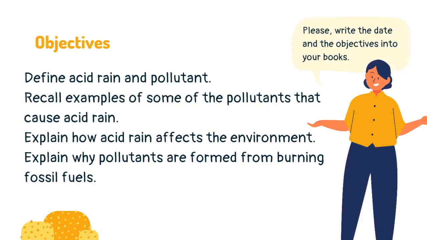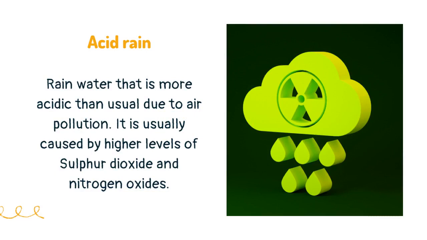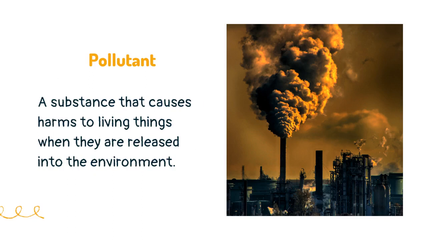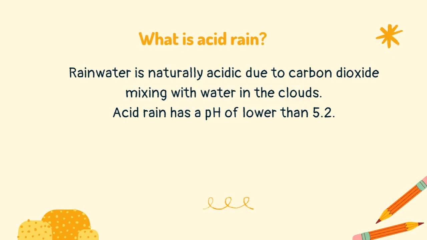Today you are going to learn about pollution. Pollution. Rainwater that is more acidic than usual due to air pollution. It is usually caused by higher levels of sulfur dioxide and nitrogen oxides. Pollution is a substance that causes harm to living things when it is released into the environment. Impurities are unwanted substances that are mixed into useful substances. Rainwater is naturally acidic due to carbon dioxide mixing with water in the clouds. Acid rain has a pH of lower than 5.2.